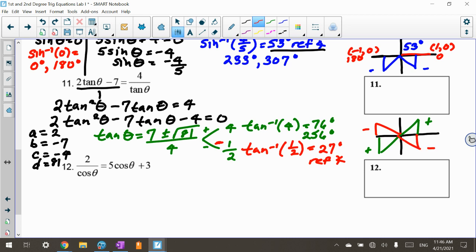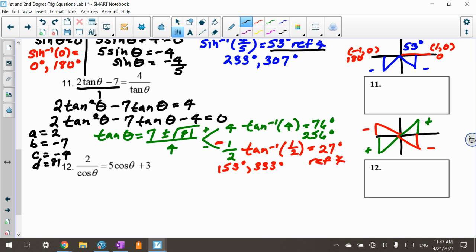So now what I'm going to do is take that reference angle. I'm going to do 180 minus 27. So I'm going to get 153 degrees, which is in quadrant 2. And then I'm going to do 360 minus 27. So there's my 333 degrees. Sorry about that mix up.